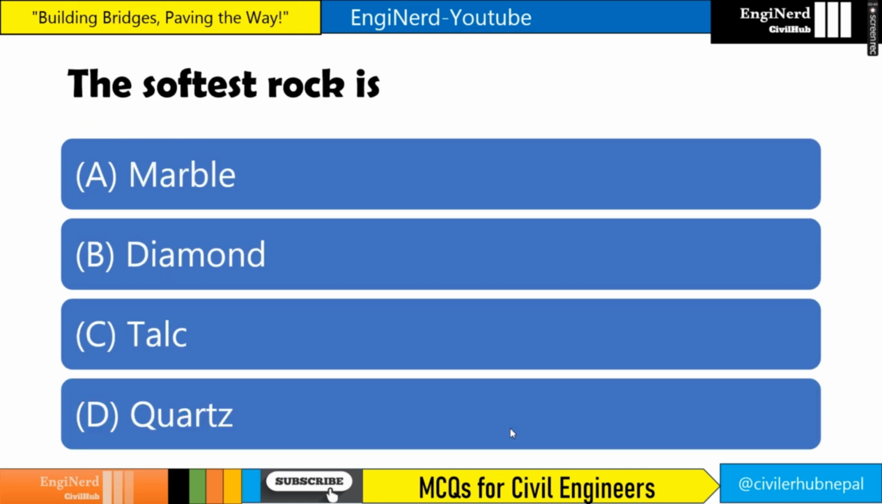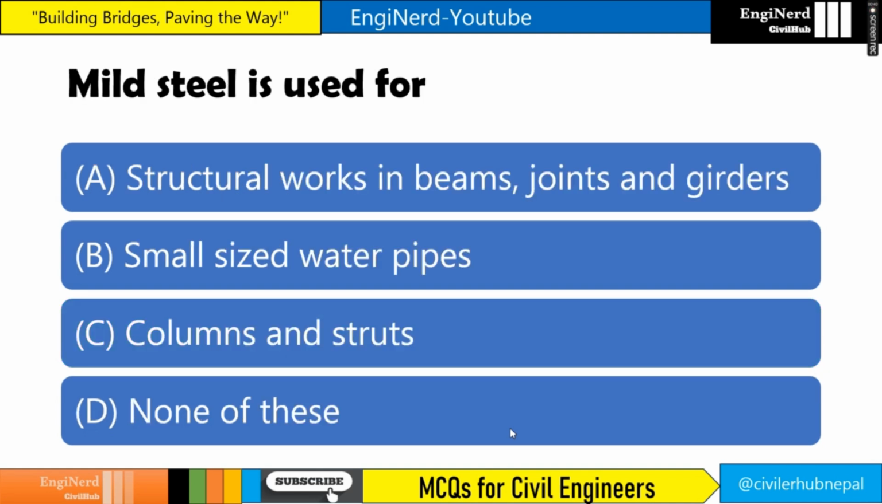The softest rock is marble, diamond, talc, or quartz. The softest rock is talc, right? Its Mohs hardness is 1, talcum or talc. And the hardest is diamond, right? 10. Mild steel is used for structural works and beams. So girder is the answer.